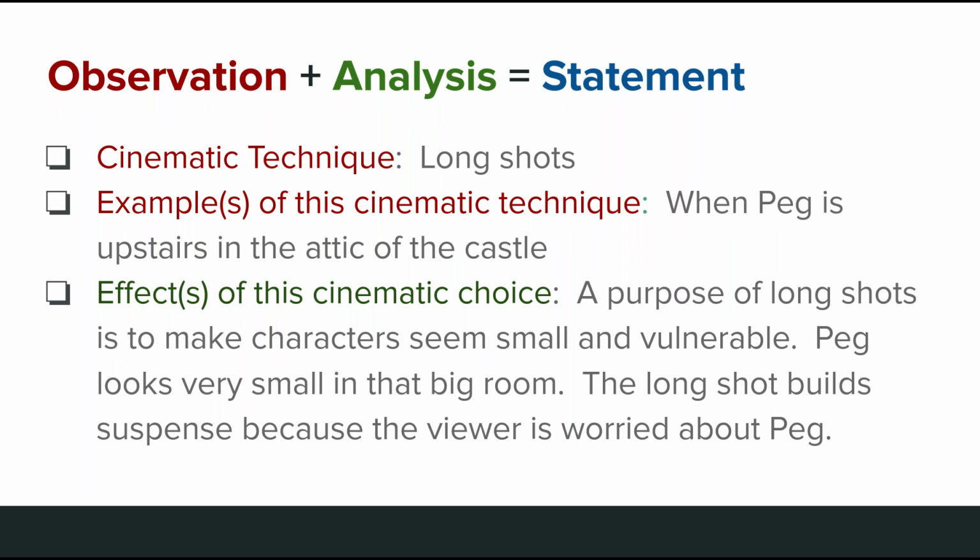Big shots make people seem small. Peg looks very small in that big room. The long shot builds suspense because it makes us worry about Peg as she encounters this supposedly menacing figure of Edward Scissorhands for the first time.